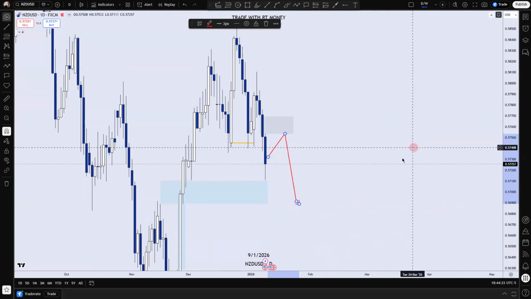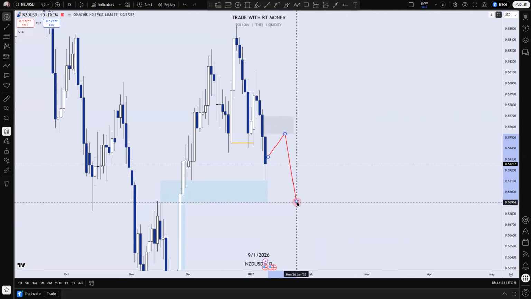So we'll see how this goes. Why is my arrow looking all crazy? Why are you looking all crazy, man?